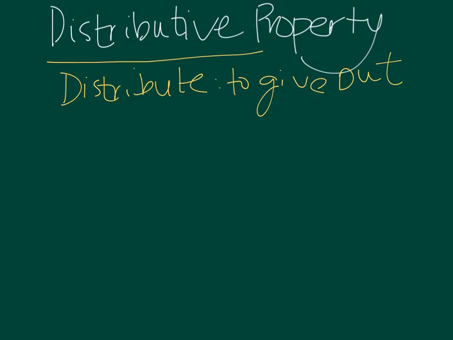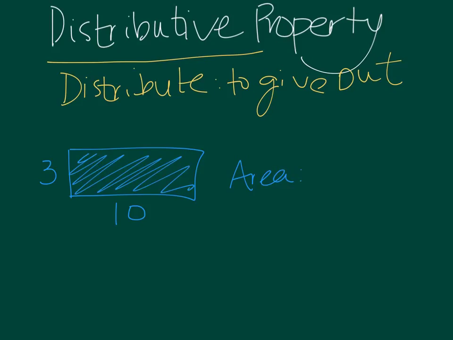So let's do it! Before we begin, we're going to talk about area because distributing has to do with area. So let's talk about what area is. It's the space inside of here, right? You guys learned what area was, and you do length times width. So the area of this rectangle is 3 times 10, which is 30, right? Okay. Well, with the distributive property, I'm going to show you a different way to do this by distributing, to give out.